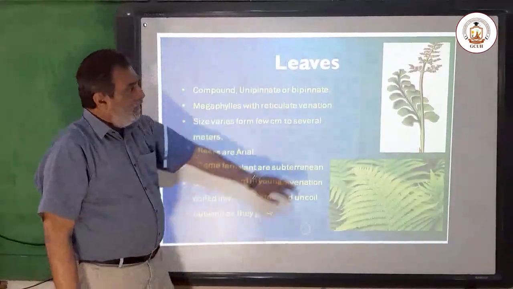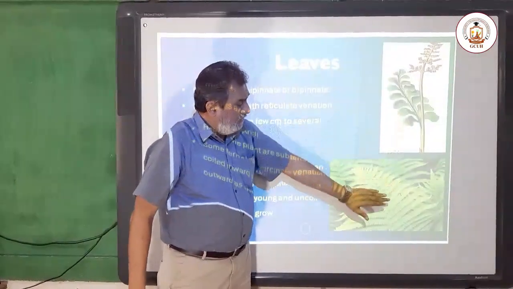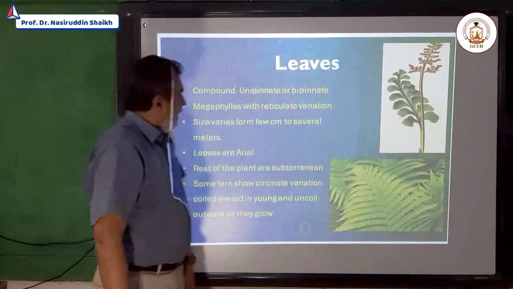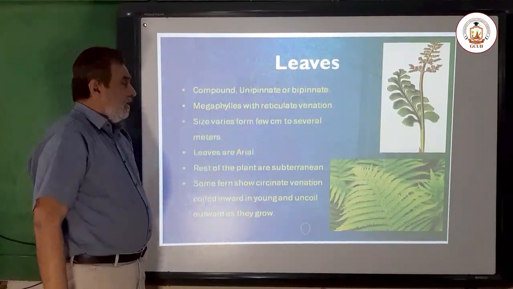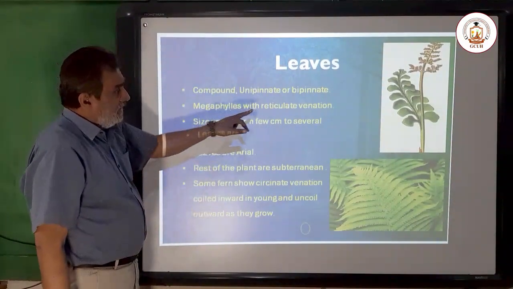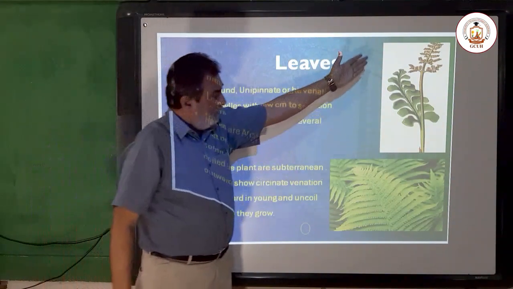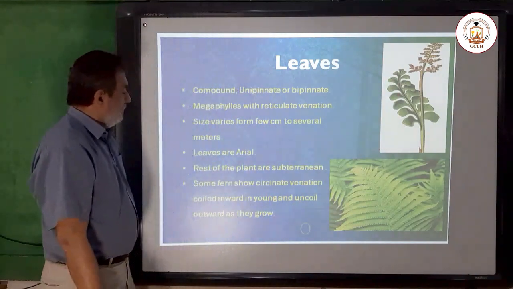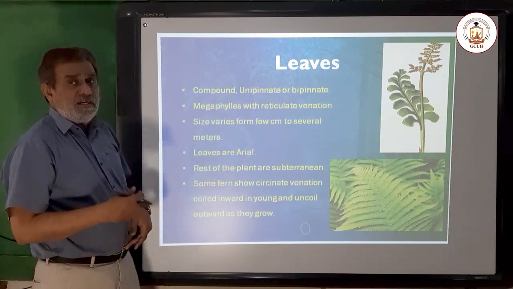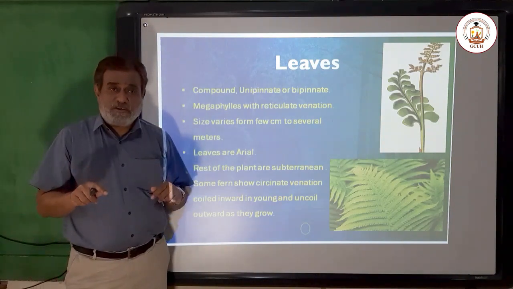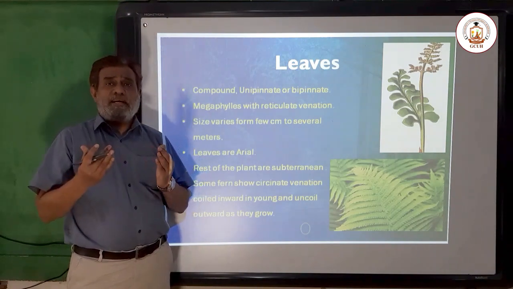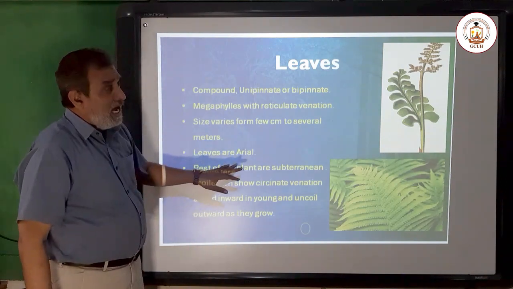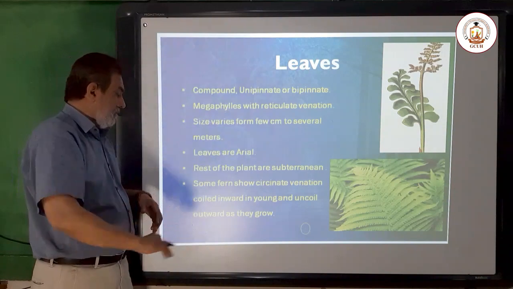So the compound leaf may be unipinnate or bipinnate. Here we can see the unipinnate leaf, and here we can see the bipinnate leaf. So two types of leaves are present here. The compound leaves, either unipinnate or bipinnate, are megaphylls with reticulate venation, and the size varies. You can see a large size, or you can also see a small size here. The leaves are aerial: the stem is underground, present inside the ground, but the leaves are present in air. The things which are present in air are called aerial. The rest of the plant is subterranean, meaning in the ground.